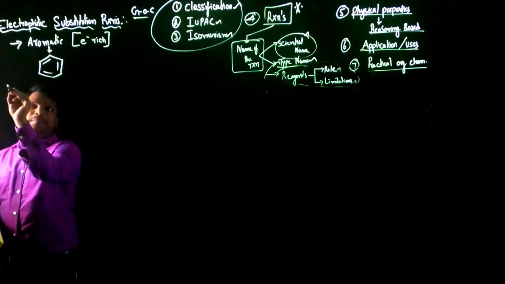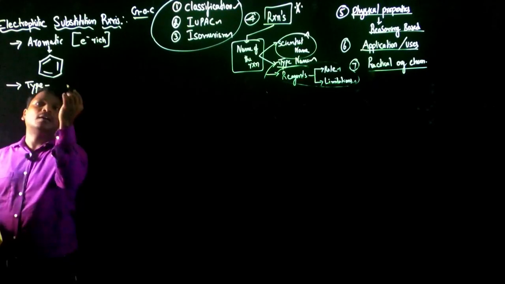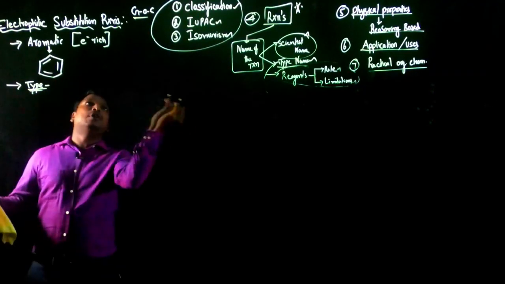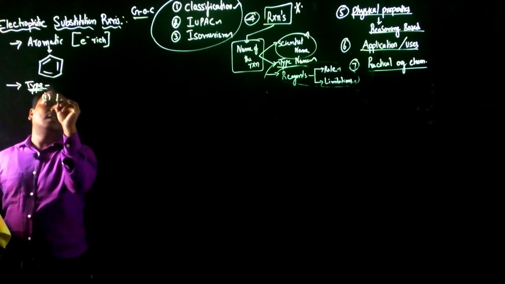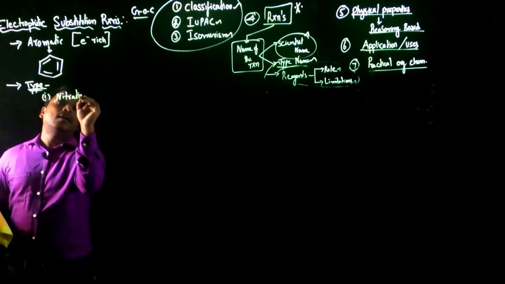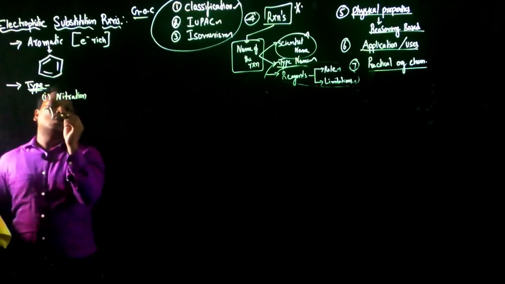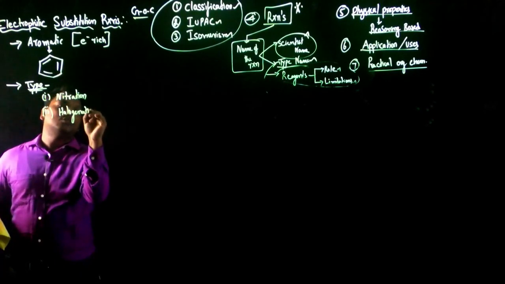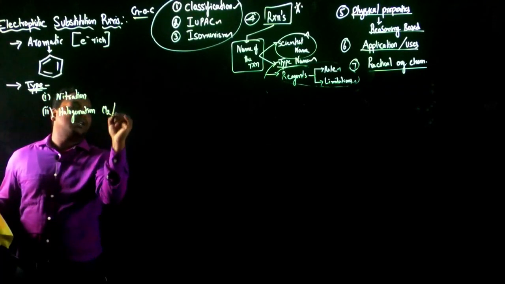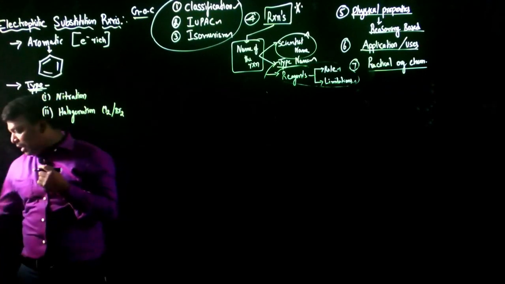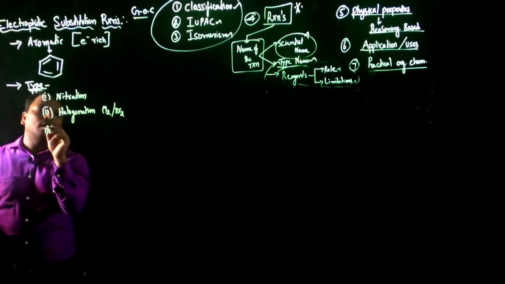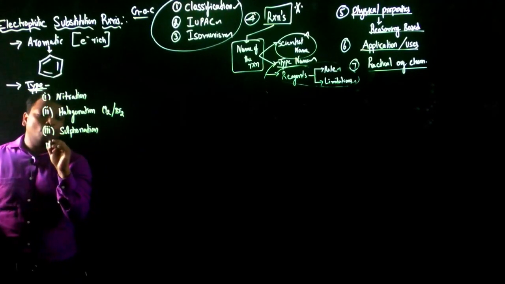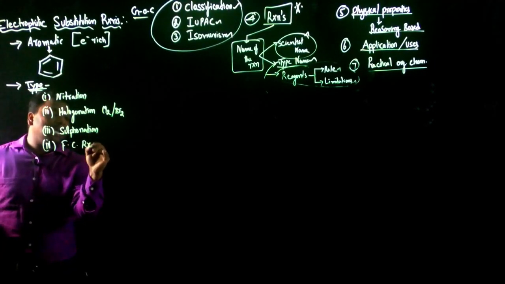I am going to explain all the types. First let me explain all the basic reactions that come under electrophilic substitution, and then we'll go for other reactions. First is the nitration reaction, which is very important. Second is halogenation, like chlorination and bromination; for iodination I am going to give some criteria. Third is the sulfonation reaction, and fourth is Friedel-Crafts reactions.